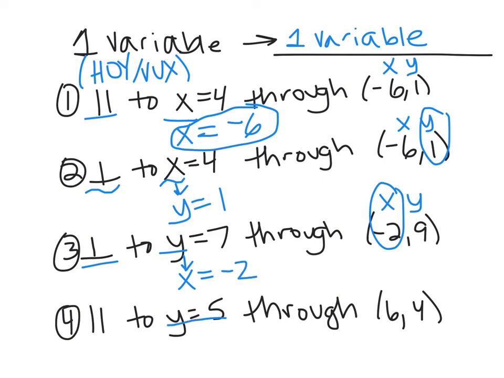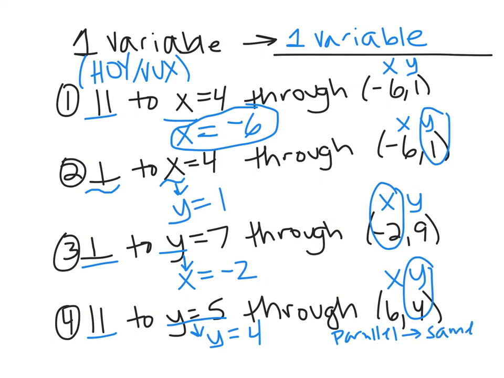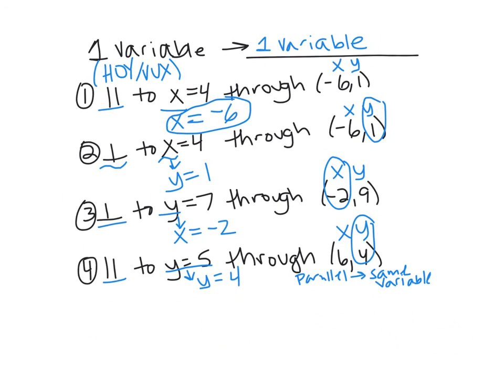Parallel to y equals 5. Parallel means the same variable. So that's going to be y. And then the y value that they give you is 4. So at the bottom it says parallel. So I want you to say parallel means the same variable, and perpendicular means the other variable. Perpendicular is the opposite variable or other variable, however you want to say that.